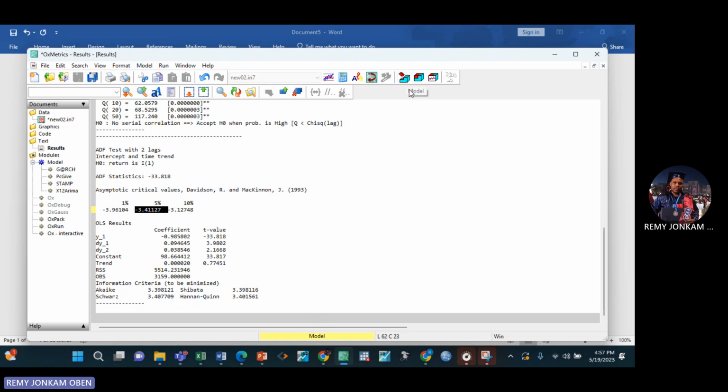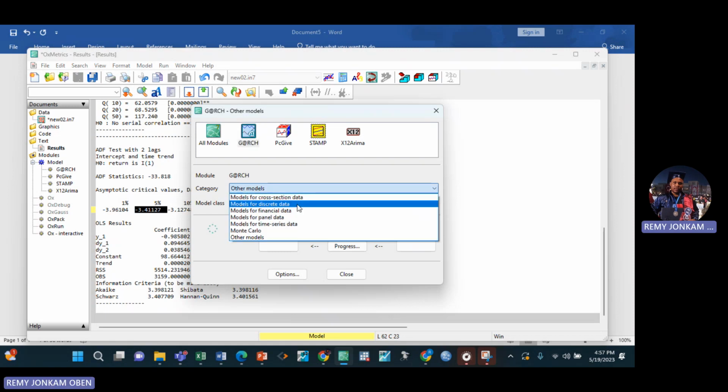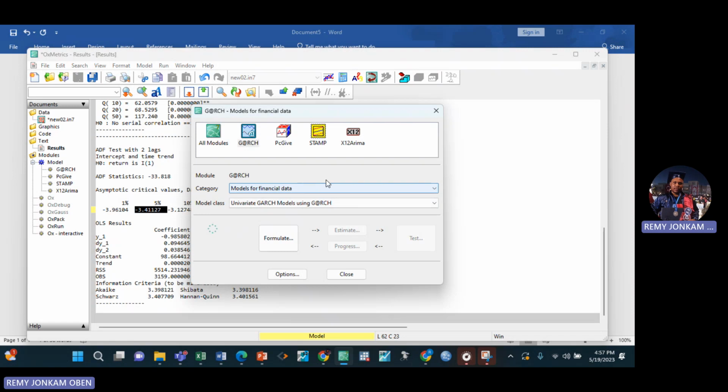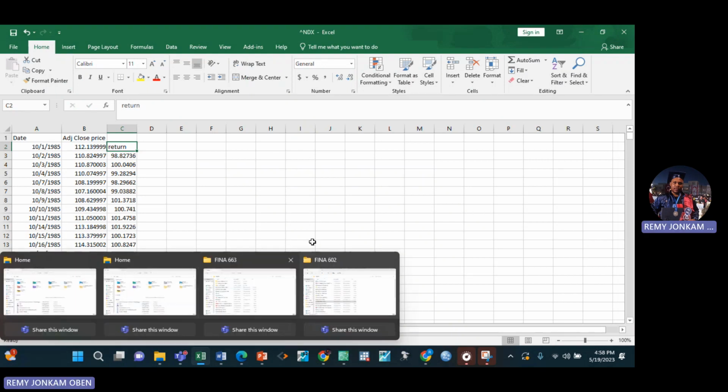Okay, now, how can we model it? Now we'll change to the other models and take models for financial data. With models for financial data, we have univariate GARCH models and multivariate GARCH models. With univariate GARCH models, we are trying to model just one variable. With multivariate, we have more than one variable, like two variables. Maybe we want to check the volatilities of two different markets. In our case, we have just one variable, the market index for the NASDAQ, so we are going to do just univariate.